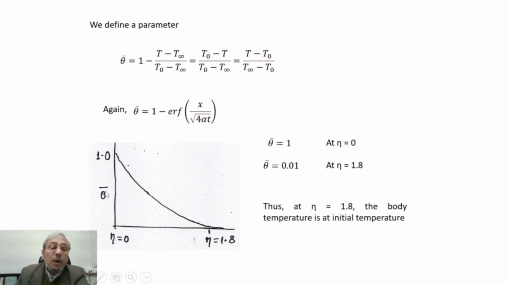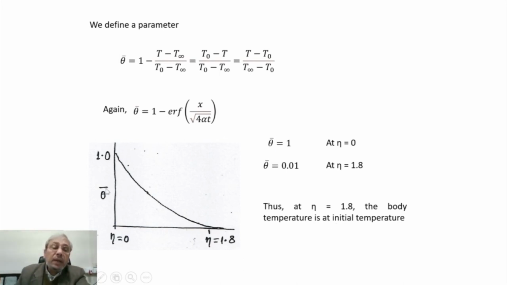So this is the plot of theta bar, which is 1 minus error function. At x equal to 0 it is 1, and at 1.8 it falls down to 0. So theta bar equal to 1 at eta equal to 0, and theta bar close to 0, about 0.01, at eta equal to 1.8. Thus, at eta equal to 1.8, the body temperature is at the initial temperature.